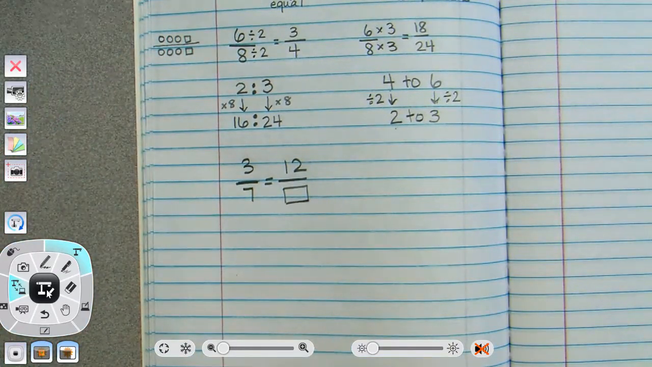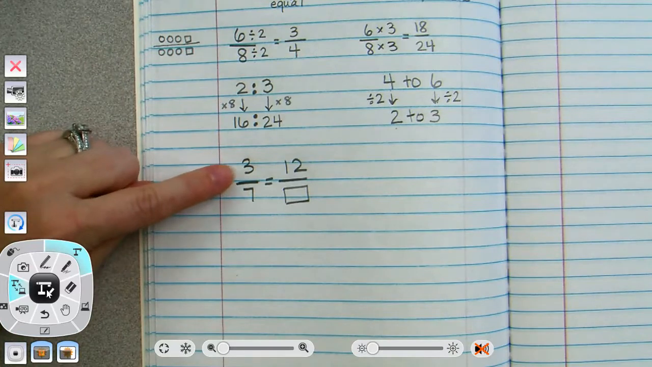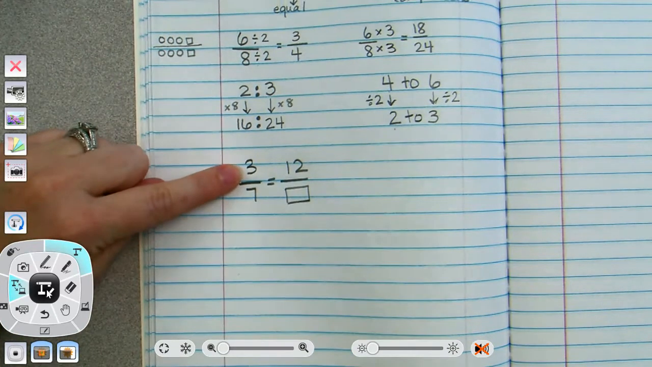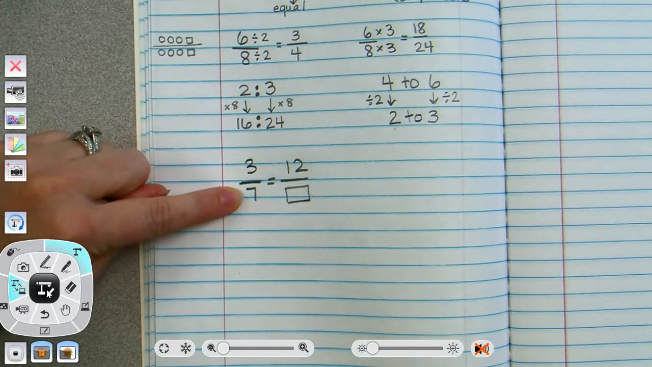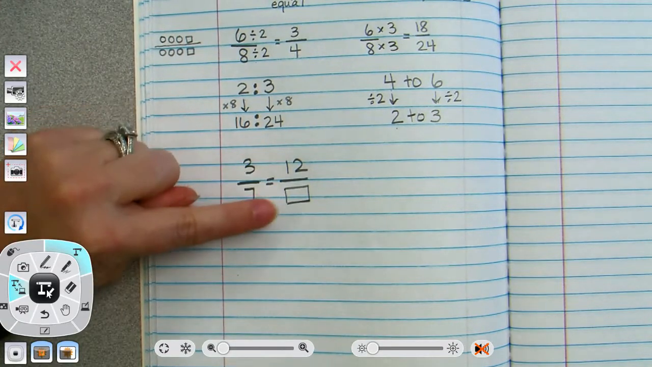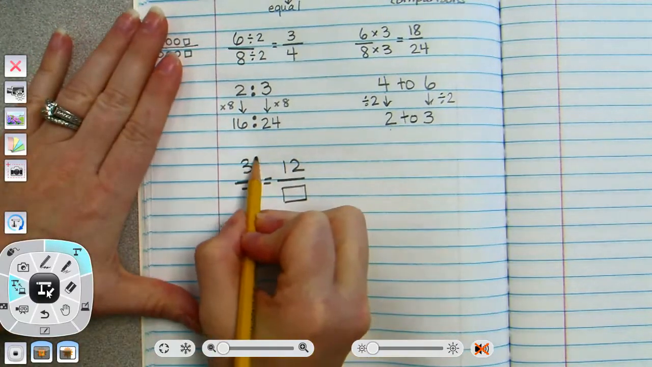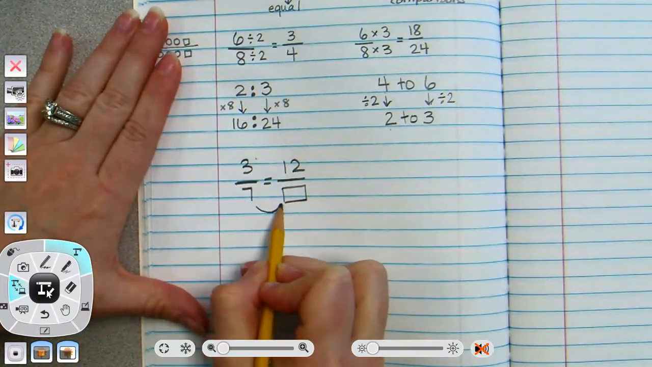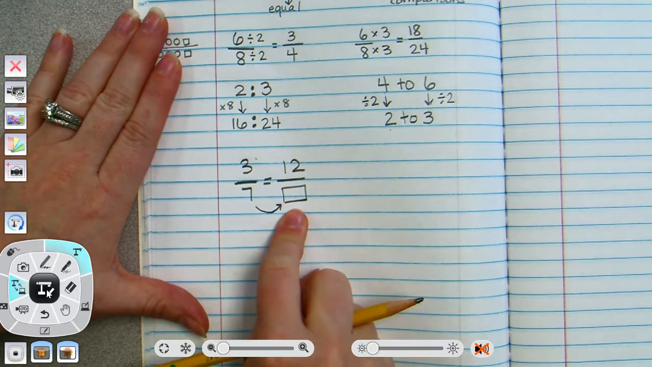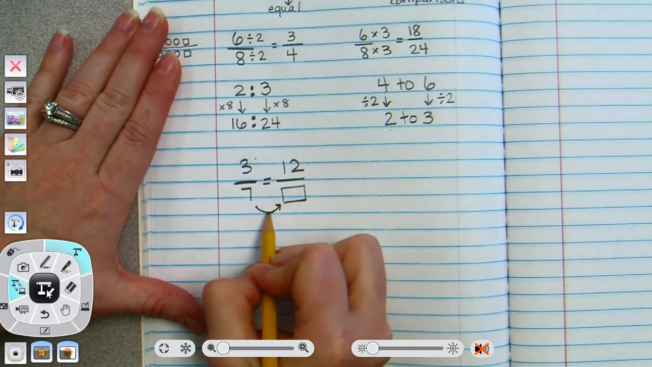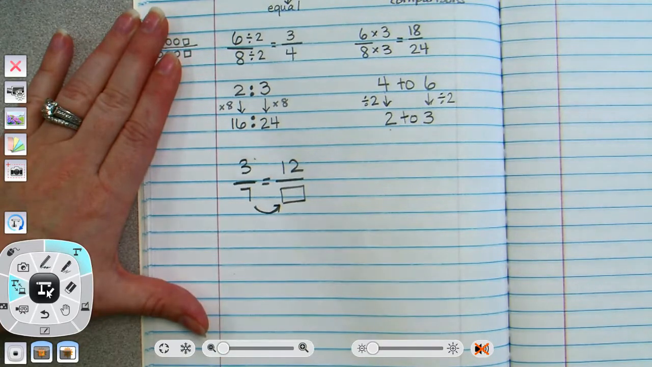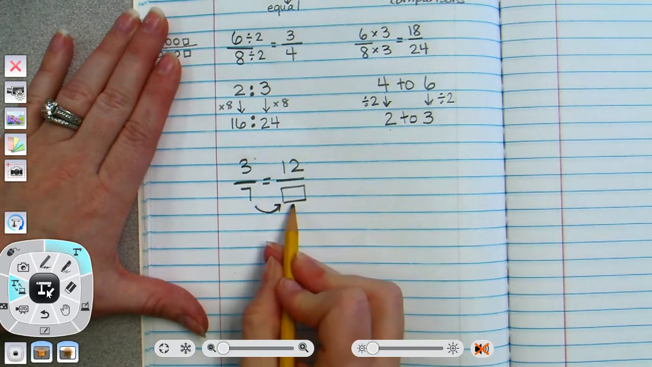Now, in real life, this could mean that it costs $3 for 7 books. If I spend $12, how many books could I have? So here's what I'm going to do. I always like to draw arrows, and I like my arrow to land in the blank or empty missing space. So I'm going to draw an arrow from a 7 to this mystery box. I'm going to have to do something to 7 to get my mystery number.